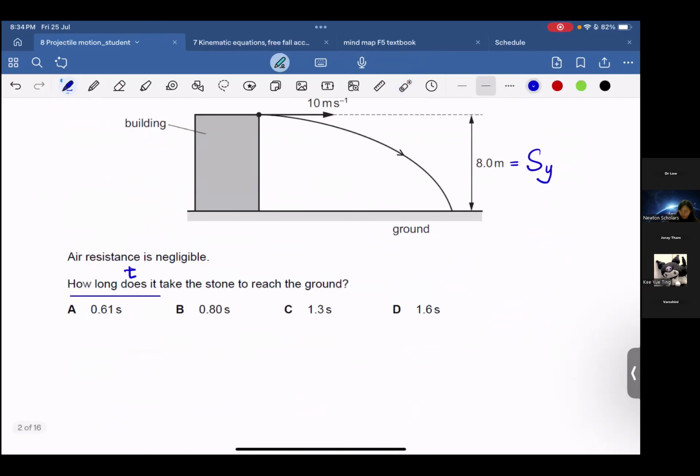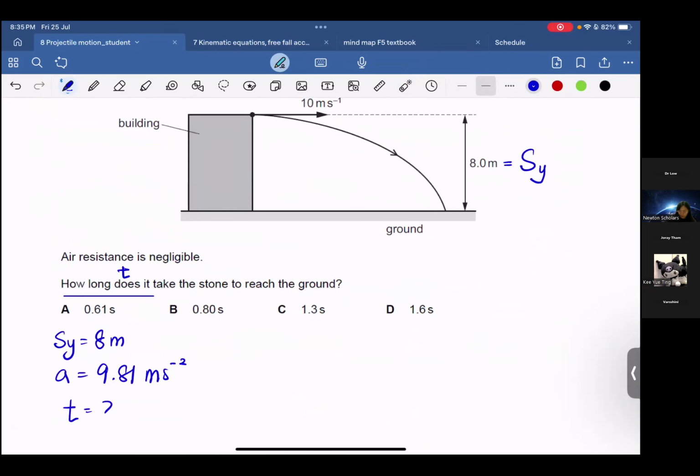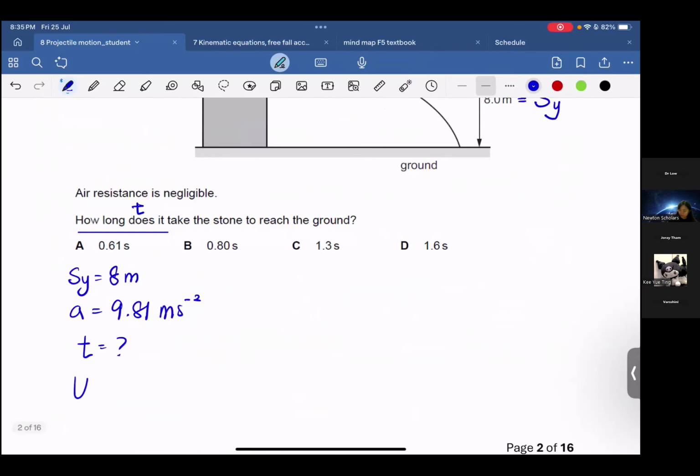So here, I know the vertical distance is 8 meter. Then I know that my g or a is 9.81 meter per second squared. Then I want to find my t. I know that my initial velocity is 0. So boys and girls, with the formulas for linear motion equations from just now, can you help me to calculate?